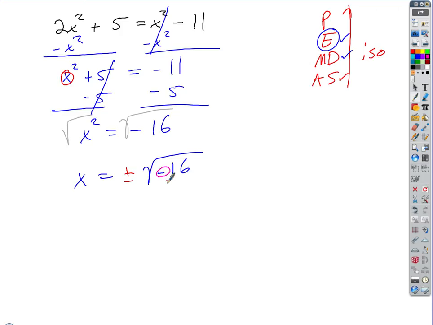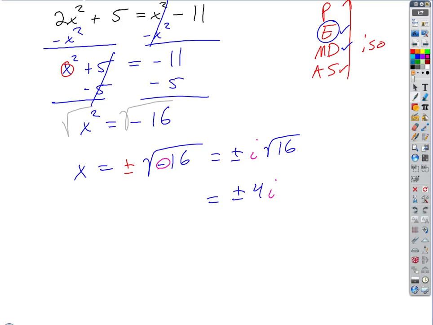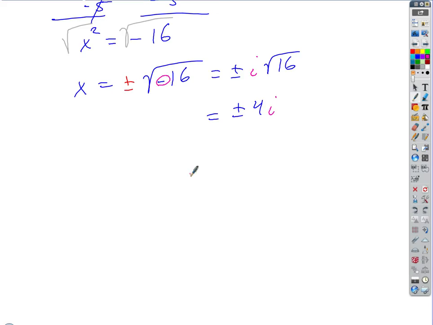We just rewrite this as plus or minus I times the square root of positive 16, right? And so that I means, yeah, it is going to be a weird imaginary answer, but we can still get an answer, right? What is the square root of 16? 4. So our answer then just looks like plus or minus 4I. Okay, and so what would we put in Moodle? We have to separate our solutions by commas. So what would we put?